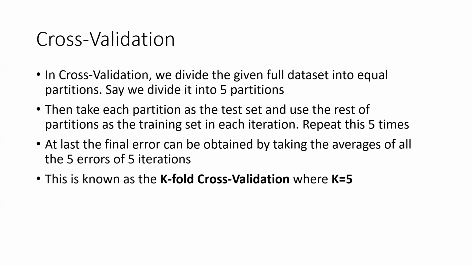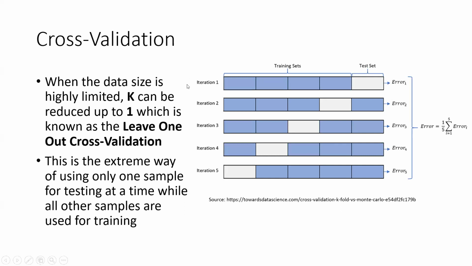Say we have a small data set, and we want to divide it into 5 partitions, where we are going to test with 20% of the data and use 80% of the data for training, right? So this is the example. Say this is the whole data set. We are using this data set in 5 iterations.